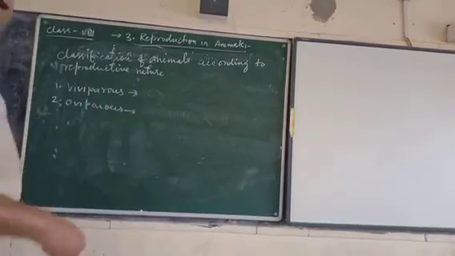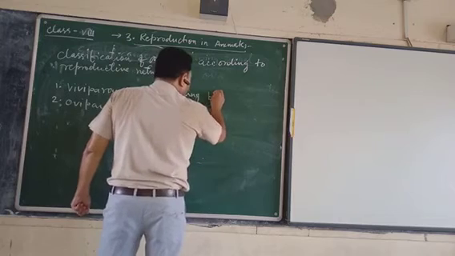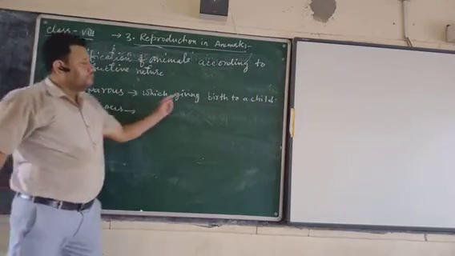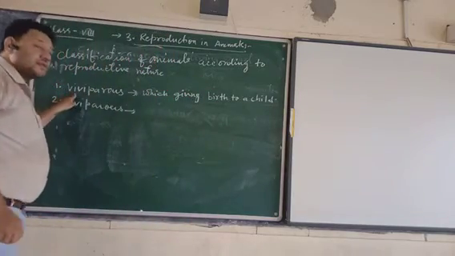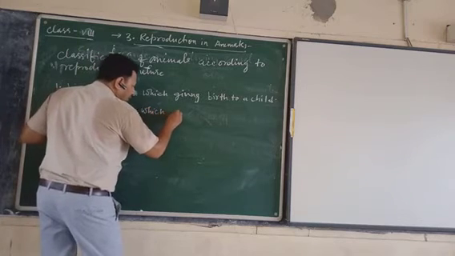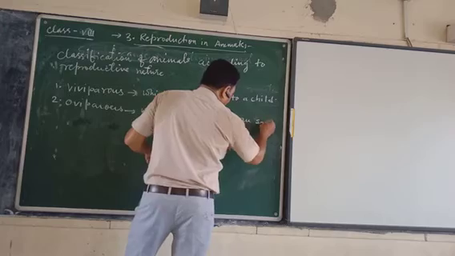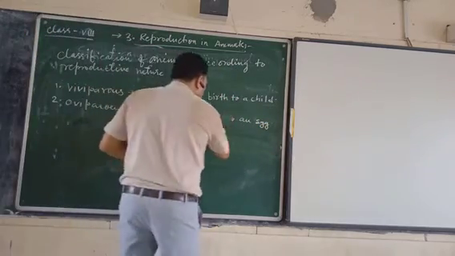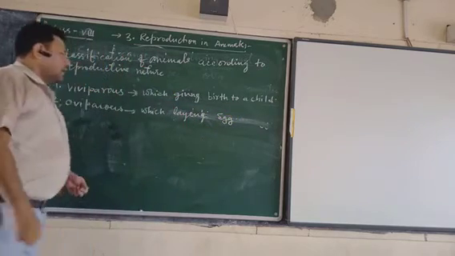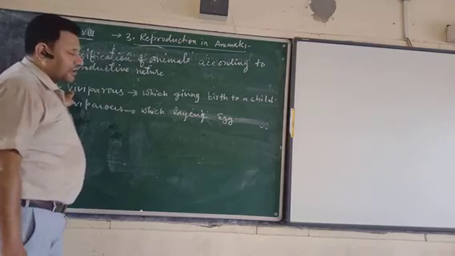Viviparous organisms are those which give birth to a child. Those animals which give birth to a child are known as viviparous animals. And those which lay eggs are oviparous. So those which lay eggs are oviparous, and those which give birth to a child are known as viviparous.